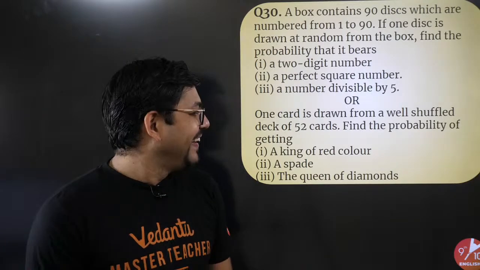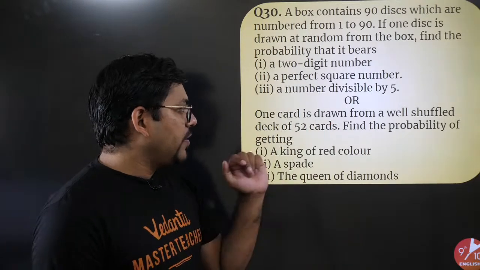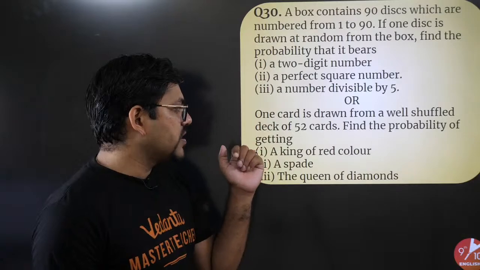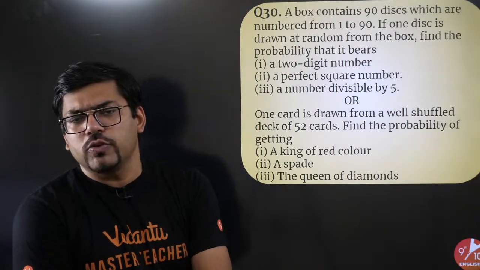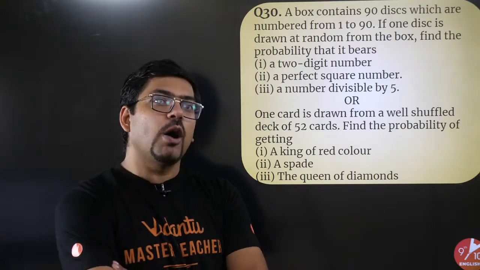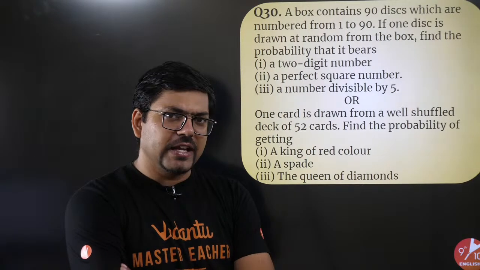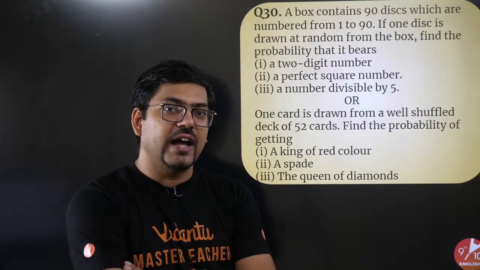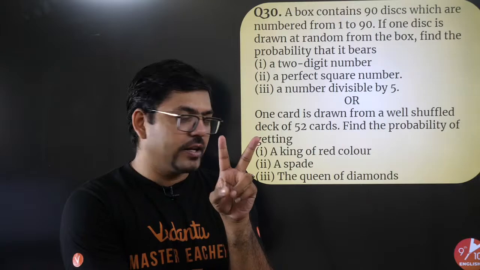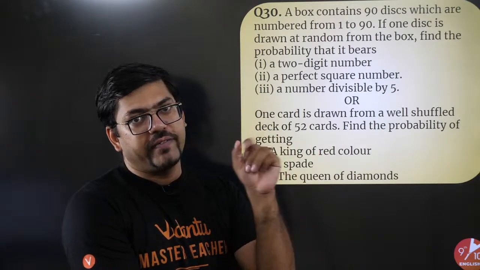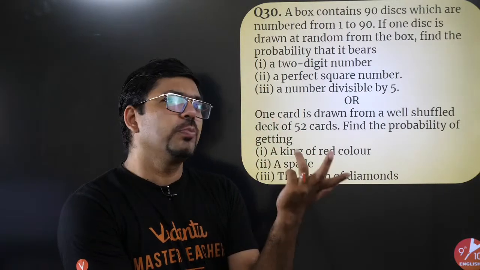That's great, man. Fine. One card is drawn from a well shuffled pack of 52 cards. Find the probability of a king of red color. How many kings do we have, by the way? I guess 4. And in those 4 kings, we have 2 red and 2 black. So king of red color, 2 divided by 52. Super easy, man, super easy.